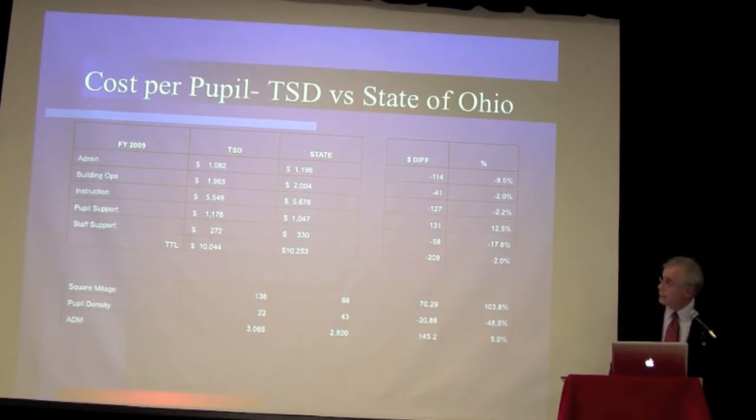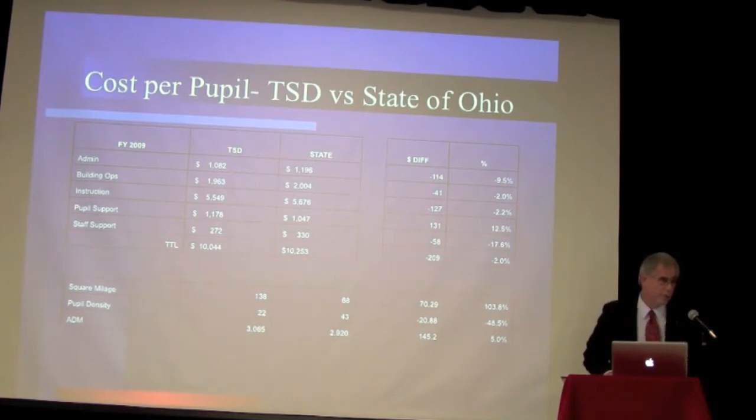Now, cost per pupil, what does that mean? That's the cost basically to educate a student at Talawanda versus that of the state average. Right now, we are at just over $10,000 a year. The state average is $10,253.